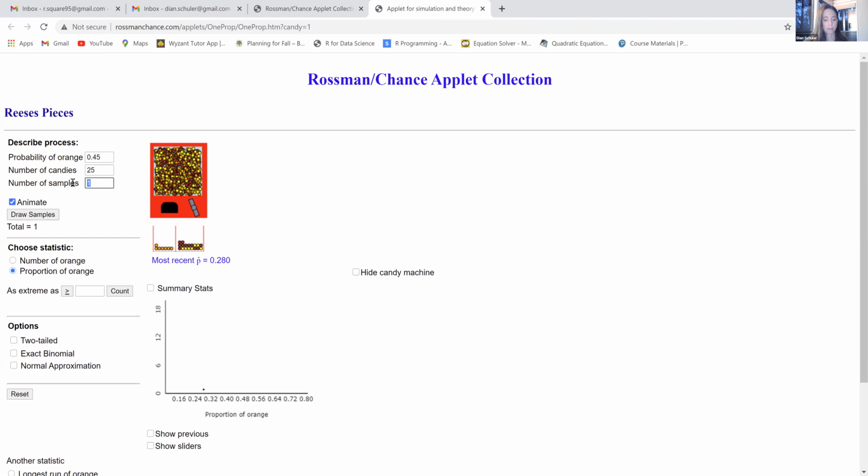Let's do another one. Okay, this one we got 0.24. We got another kind of low one, but that's possible. All right, let's do another 10. Another 10 samples of size 25.